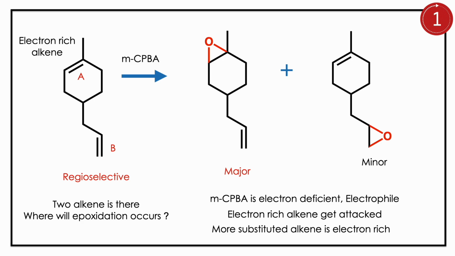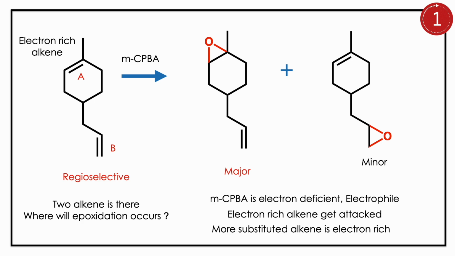So among the 2 alkenes, the methyl substituted one is more electron dense because of the electron donating ability of the methyl group. So epoxidation happens at the methyl substituted alkene. So that epoxidation is the major one, even though the other has the possibility. The electron rich alkene forms the final product. Here regioselectivity among the 2 alkenes: the electron rich alkene gets the epoxide.